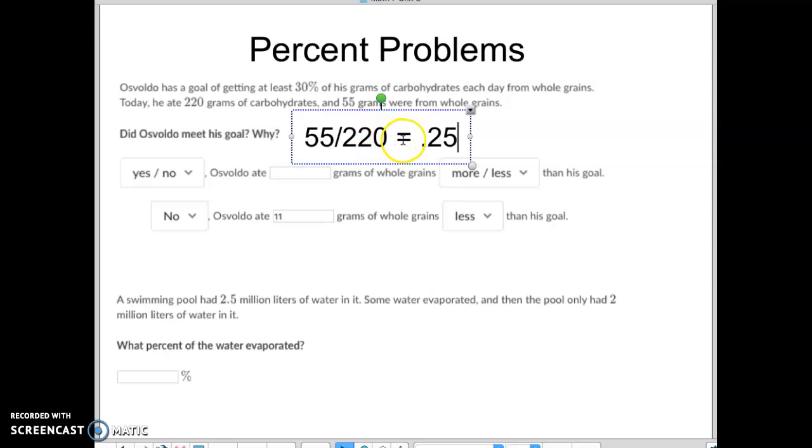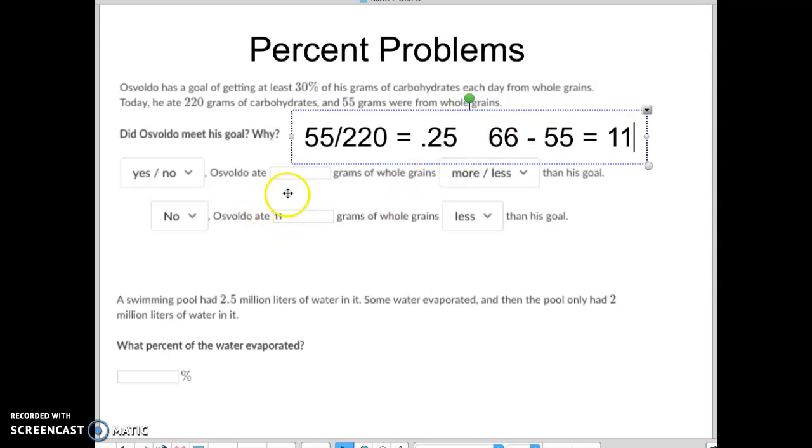All right. So how far short did he come? He wanted 30%, so take 0.3 times 220. He should have eaten 66 grams from whole grains. He only ate 55. So if he was supposed to eat 66 and he only ate 55, 66 minus 55 equals 11. He came 11 grams short. So that's where the 11 came from. He was that much away from making his goal. Hopefully that makes sense how to do that.